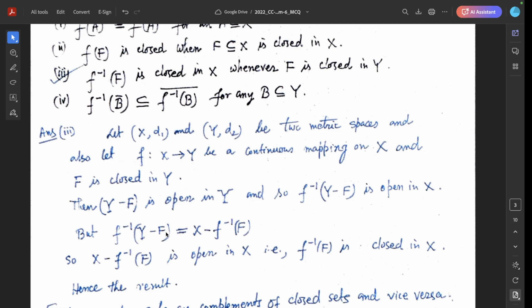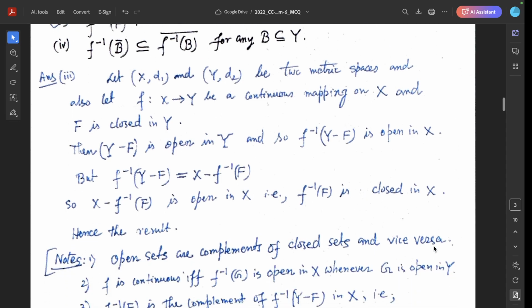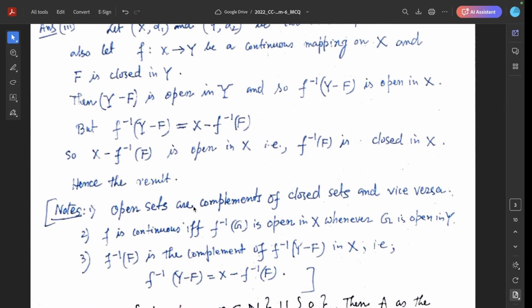But f inverse of (Y minus F) is equal to X minus f inverse of F. So X minus f inverse of F is open in X. That is, f inverse of F is closed in X. Hence the result. Note that open sets are complements of closed sets and vice versa. Number 2, f is continuous if and only if f inverse of G is open in X whenever G is open in Y. Number 3, f inverse of F is the complement of f inverse of (Y minus F) in X, that is, f inverse of (Y minus F) is equal to X minus f inverse of F.